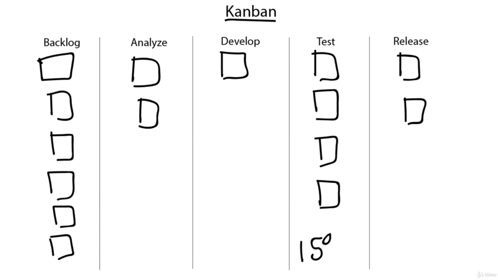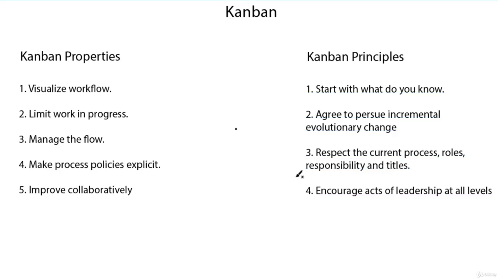And with all of this, we have a couple of core tenets here. We have the Kanban properties and the Kanban principles. The properties are just ideas and things that we might want to follow, while the principles are pretty much locked in stone. Every time you look up Kanban principles, you're going to get this set over here. And so we'll go over these first.